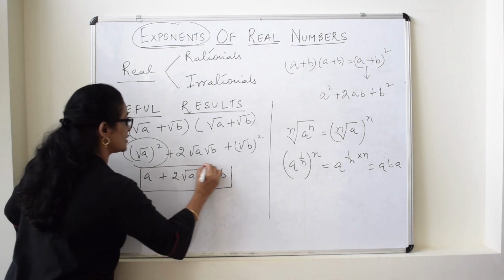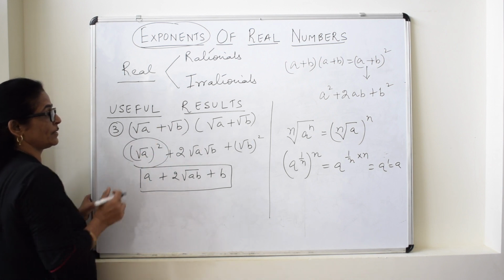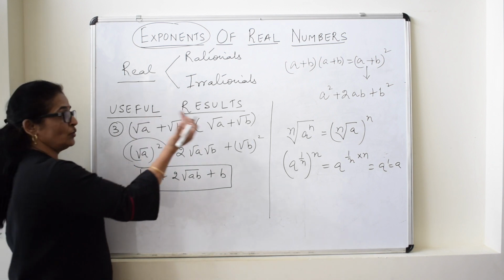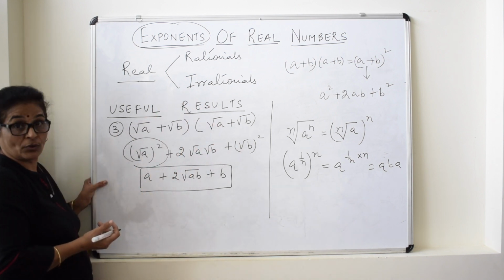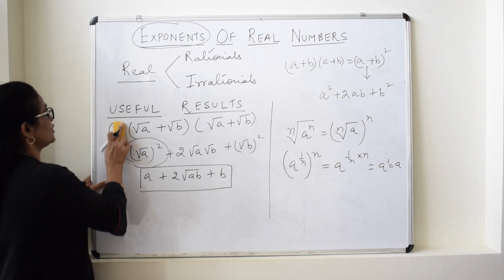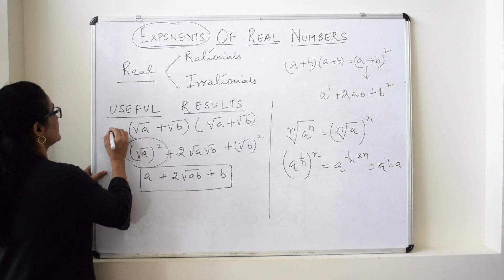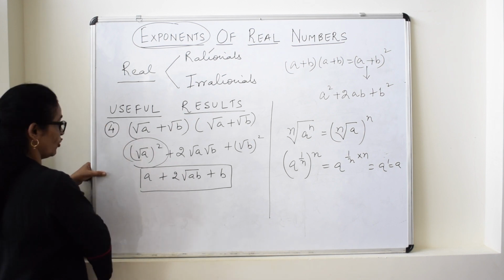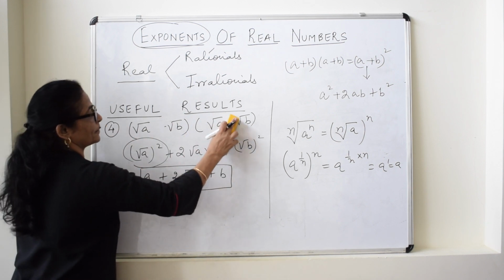So this is the expansion of (√a + √b) into (√a + √b). On the basis of this, we can also write the same thing for the minus sign.